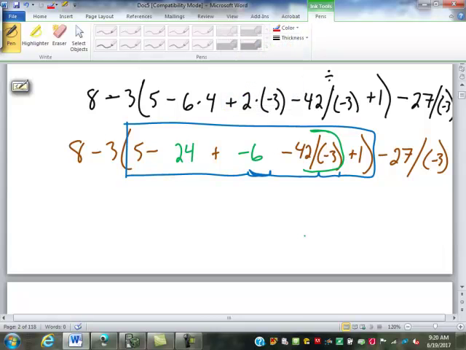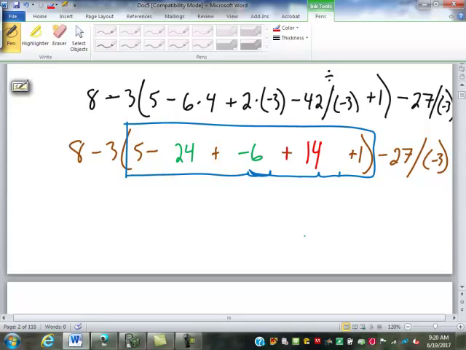To make it a negative 42 divided by negative 3, I have to change this to plus the opposite. So a negative 42 divided by a negative 3 is plus 14. Very good. If I had done it the other way, it would be minus a negative 14, which is the same as plus a positive 14.